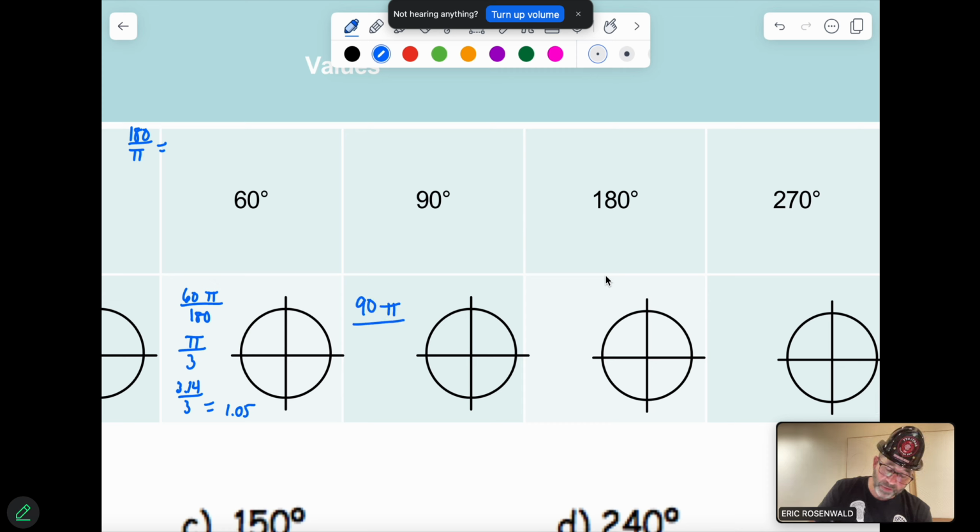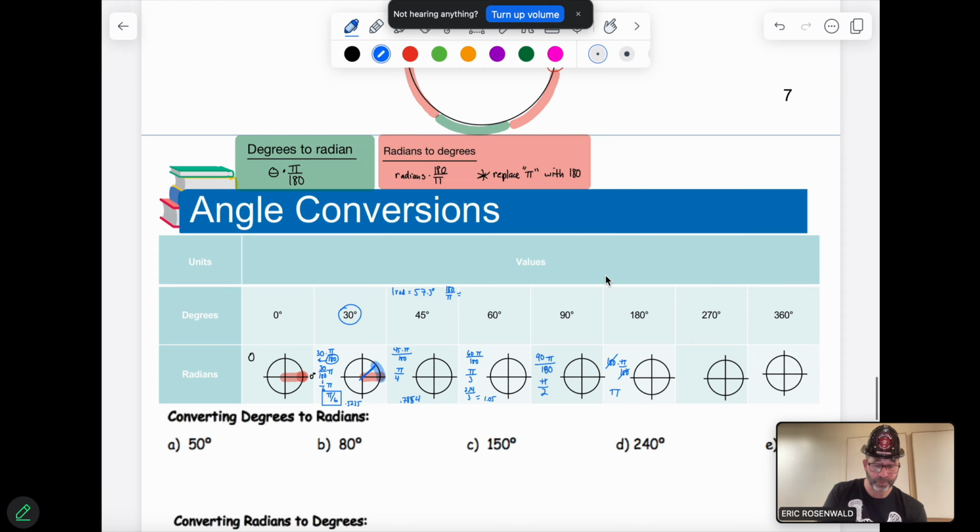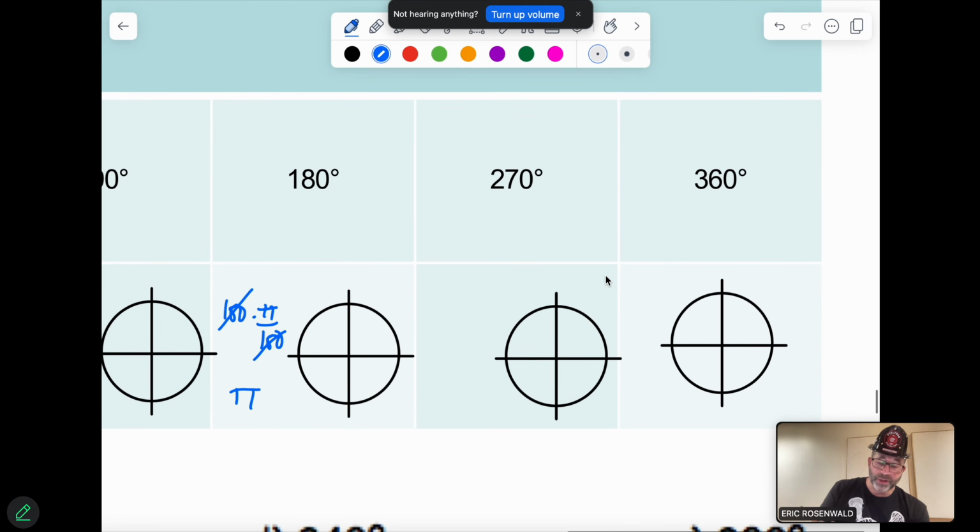So 90 times pi over 180. That's going to reduce, 90 over 180, it's just going to be pi over 2. Okay, 180 degrees, we're going to go 180 times pi over 180, which means the 180s cancel, so we're just left with pi, and we already know from above that 1 pi is equal to 180 degrees. All right, 270 degrees, multiply that by pi over 180, and we're going to end up with 3 pi over 2. And then 360 degrees times pi over 180 just equals 2 pi, okay?